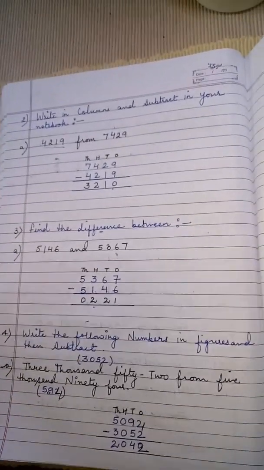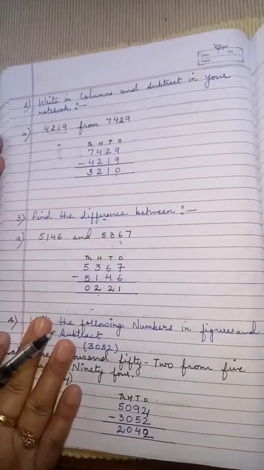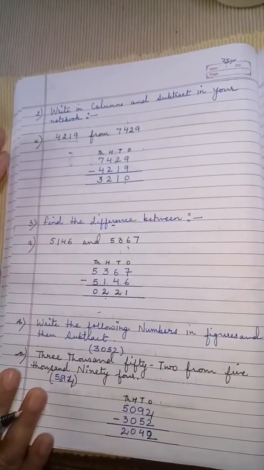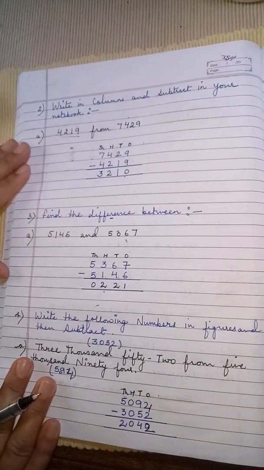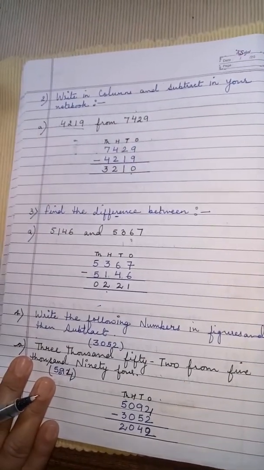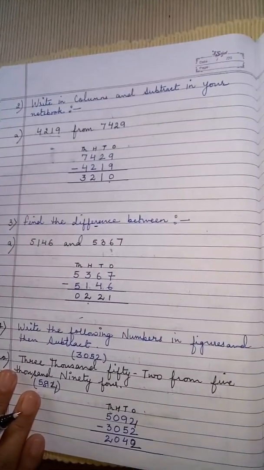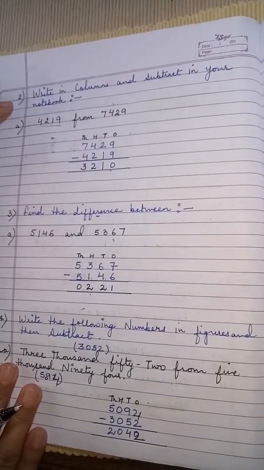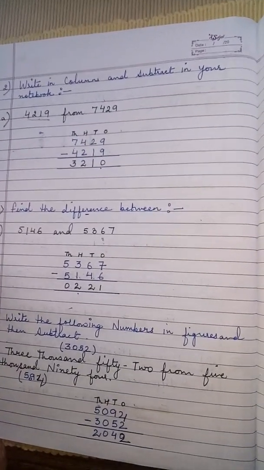Alright children, so that's all for today. I have told you the properties of subtraction. I have told you how exercise 4.2 is to be done. So you will be doing B and C part of second, third and fourth in the copy.